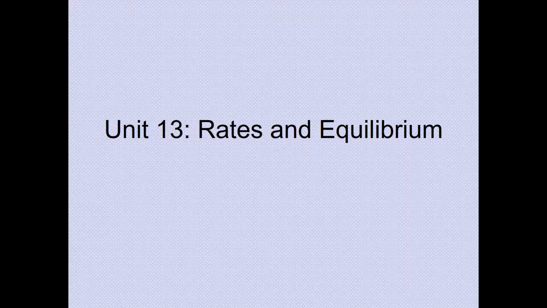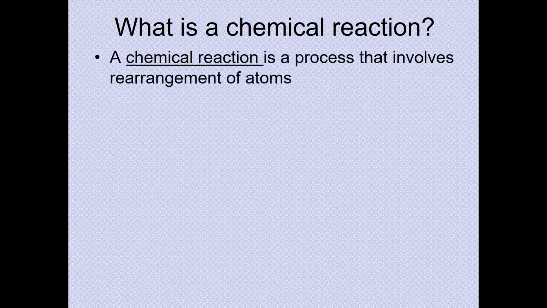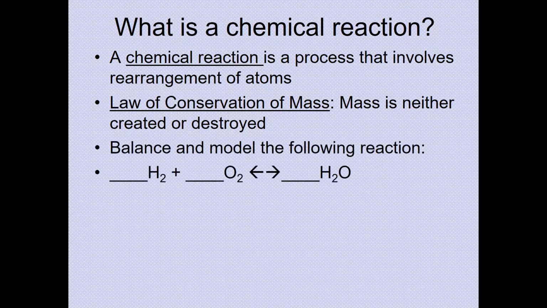All right, we are going to dive more into Unit 13, talking about rates and, in a later video, equilibrium. So what is a chemical reaction? A chemical reaction is a process that involves the rearrangement of atoms, but you knew that already. You also already knew that the law of conservation of mass states that mass is neither created nor destroyed. So we balance chemical reactions to illustrate the law of conservation of mass.